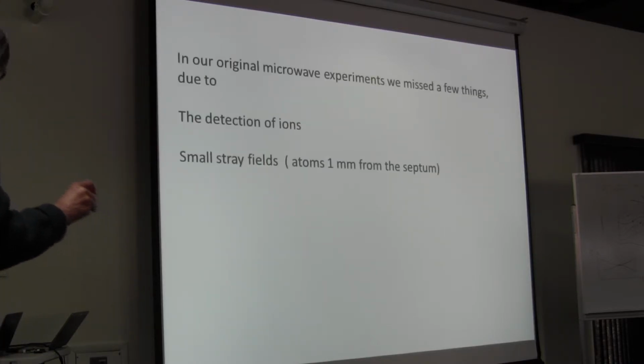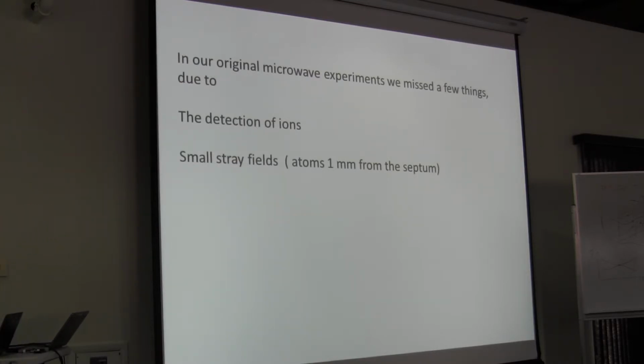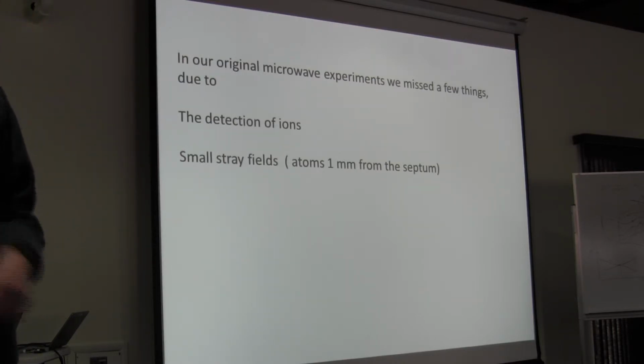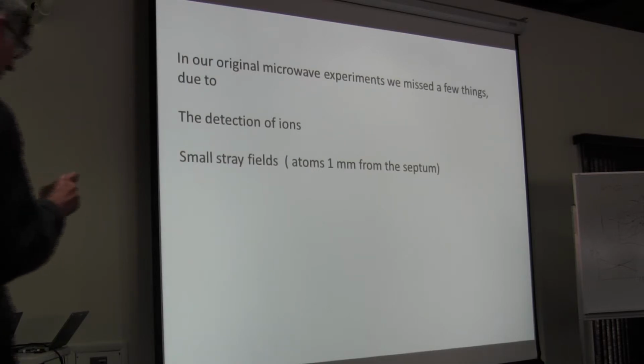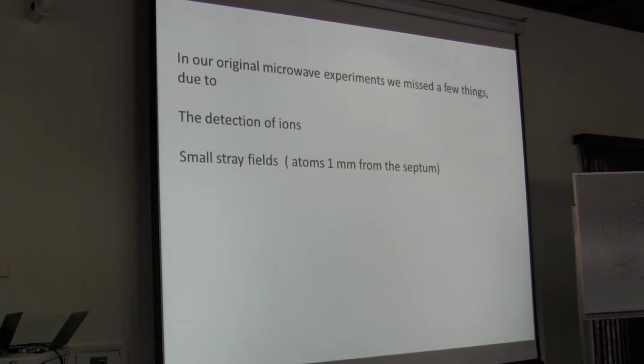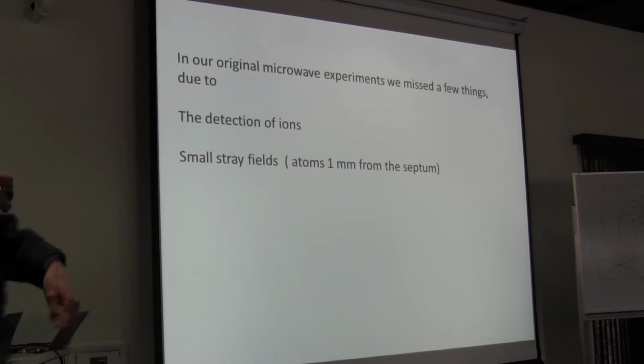Okay, so I would like to go back to our original foray into relatively strong microwave fields, which was microwave ionization. So in the first experiment, while we were deliriously happy to have figured out why we had ionization fields of 1 over 3 n to the fifth, we missed a few interesting things due to two reasons. One is we were detecting ions. And the second is that we had small stray fields. And by small, I mean in excess of, say, 50 millivolts per centimeter.